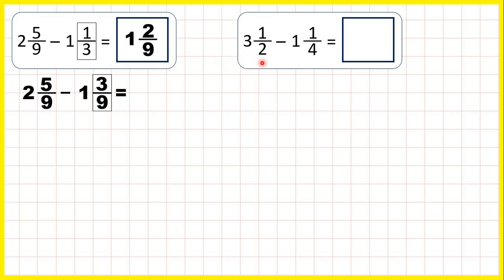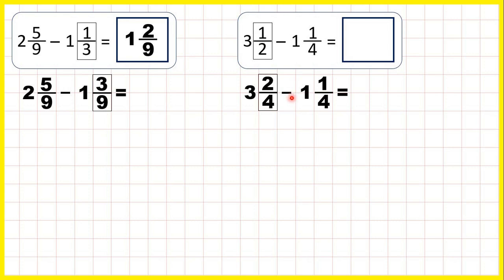Now 3 1/2 minus 1 1/4. To subtract, we need our denominators to be the same. 4 is in the 2 times table, so we need an equivalent fraction to 1/2 with a denominator of 4. So instead of 3 and 1/2, we can write 3 and 2/4, because that's equivalent to 1/2. 2 times 2 is 4, 1 times 2 is 2.